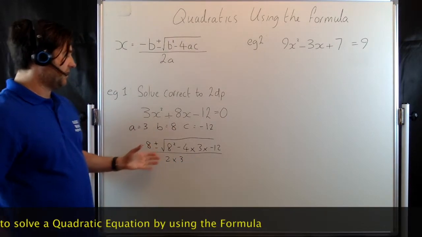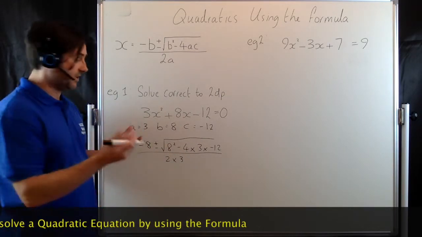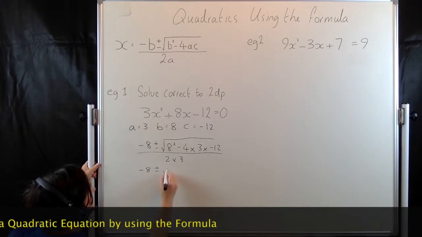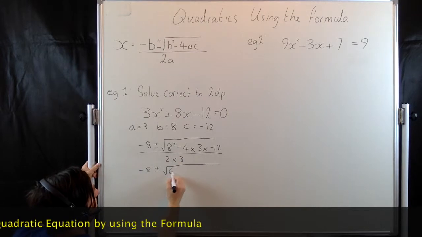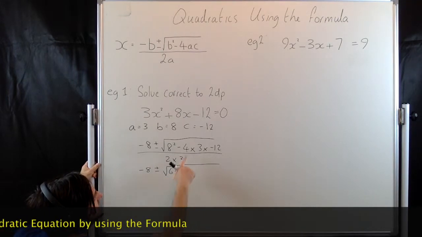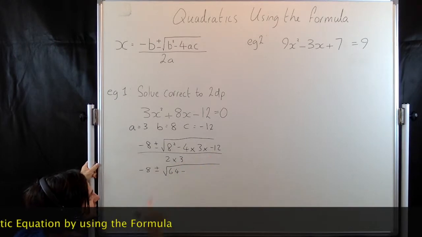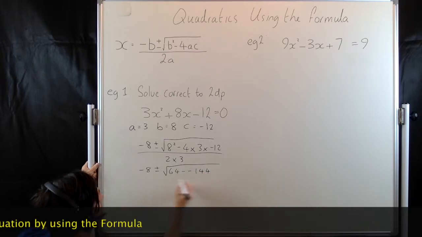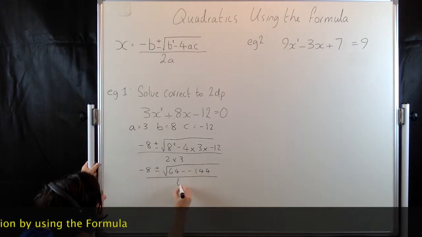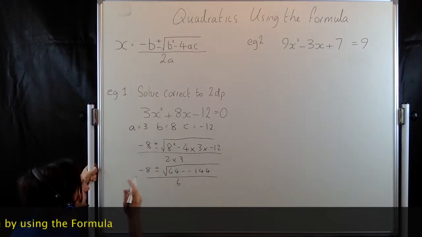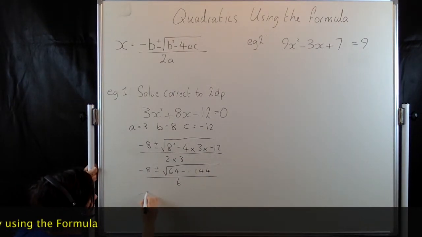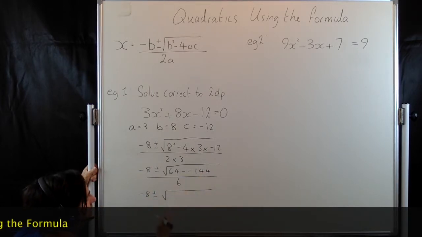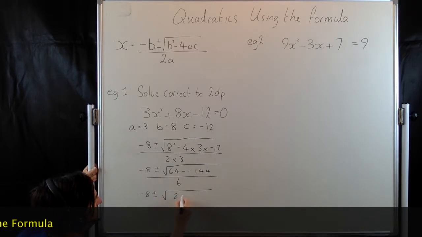Now the next stage would be to condense that a little bit, tidy it up. So here we'd have minus 8 plus or minus the square root of, well, 8 squared is 64, and then I'm going to take away 4 times 3, which is 12, and 12 times negative 12 is negative 144. And that's all going to be divided by 6. Now, once I do the next stage, I've got minus 8 plus or minus the square root. Well, 144 add 64 gives me 208.